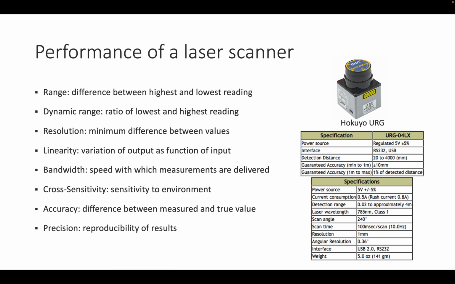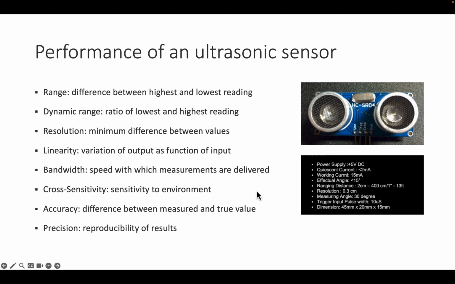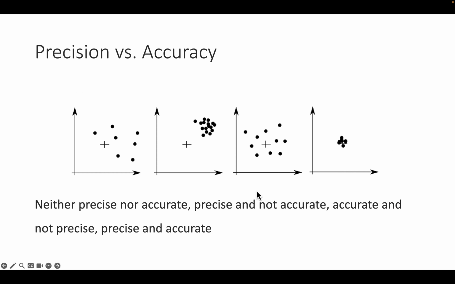The accuracy is the difference between the measured and the true value in percent. And in this case, we are given a percentage of 1% up to 4 meters. And finally, we have the precision, which is the reproducibility of the results. And that is information that is not given here. So what does that really mean? Let's go to this slide real quick.